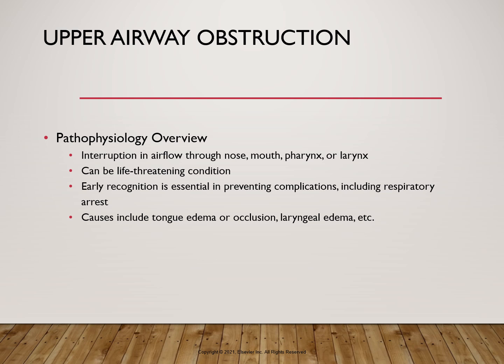An upper airway obstruction is basically any kind of interruption in the airflow through the nose, mouth, pharynx, or larynx. It can be life-threatening, and it's essential to recognize that early. Could be some tongue edema or an occlusion. So what are two things that should come to mind? Occlusion, you could think about choking. Tongue edema, think about anaphylactic shock, right?